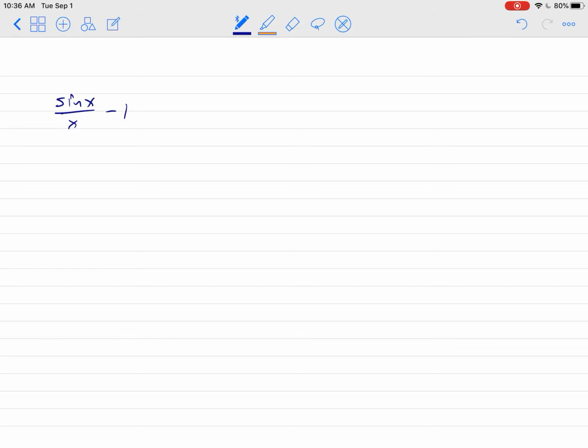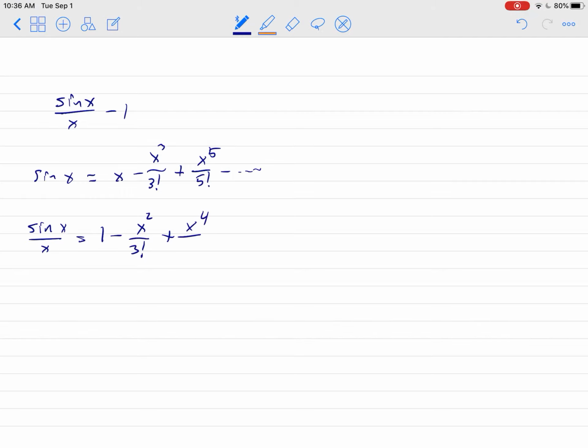So basically what we know is that sine of x is equal to x minus x cubed over 3 factorial plus x to the fifth over 5 factorial minus etc. If we divide sine x by x, and this is where I made a mistake because I just forgot to distribute this through, and then if we subtract 1, we get sine of x over x minus 1, and then it's going to give us minus x squared over 3 factorial plus x to the fourth over 5 factorial minus etc.